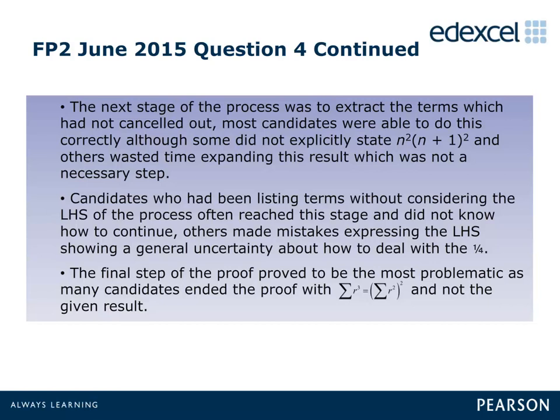Candidates who had been listing terms without considering the left-hand side of the process often reached this stage and did not know how to continue. Others made mistakes expressing the left-hand side, showing a general uncertainty about how to deal with the quarter. The final step of the proof proved to be the most problematic, as many candidates ended the proof with the sum of the cubes equals the sum of the squares squared and not the given result.